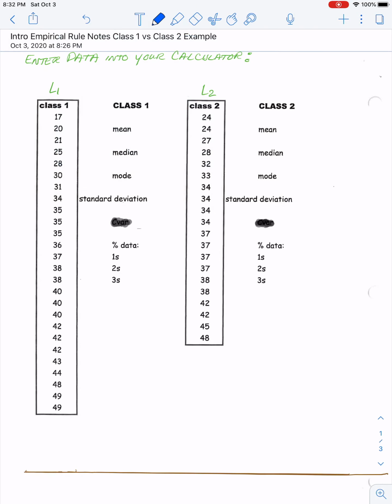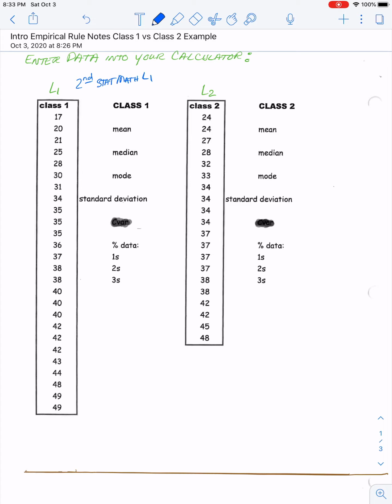Okay, so if you've been away and now you're back, what I need us to do is to calculate the sample statistics for our two data sets. So beginning with L1, I need us to calculate your mean, median, and mode. We can do that by going through second stat math and checking those out.